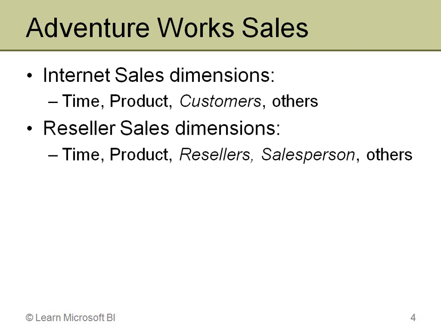So on internet sales and reseller sales, we have time. It's the same on both. We have product. That's the same on both. But then you see for internet sales you have customers, and then there are some others that I'm kind of ignoring for now. And then for reseller sales, you have resellers and salesperson, and then again some others that we won't worry too much about at this point.